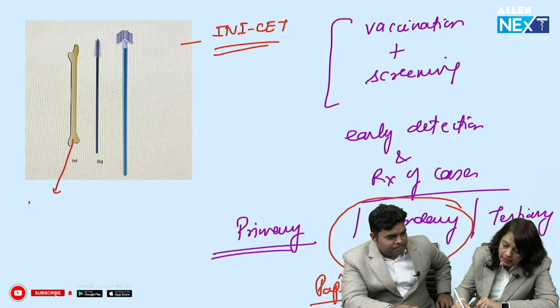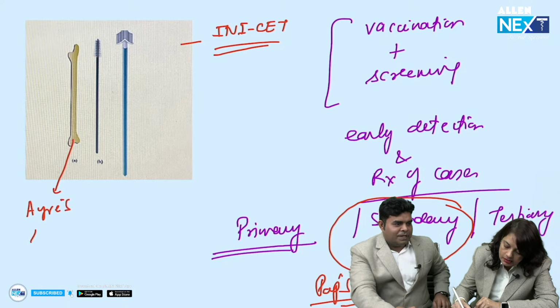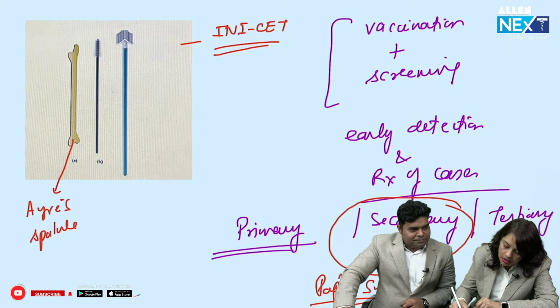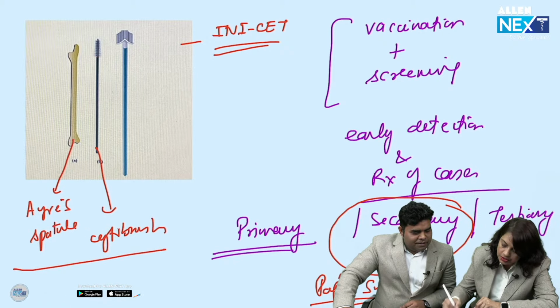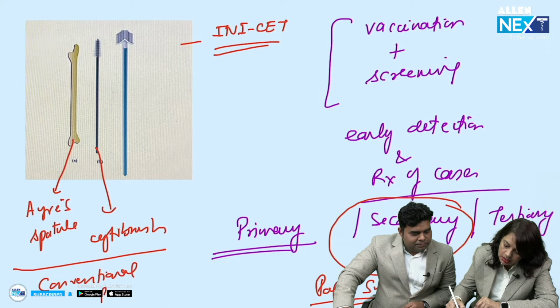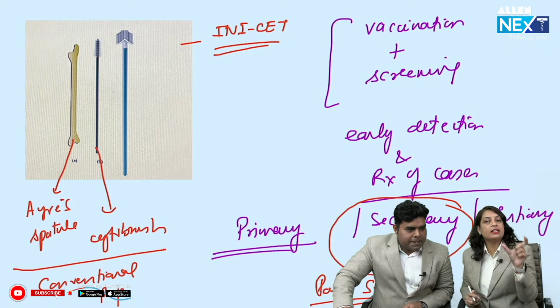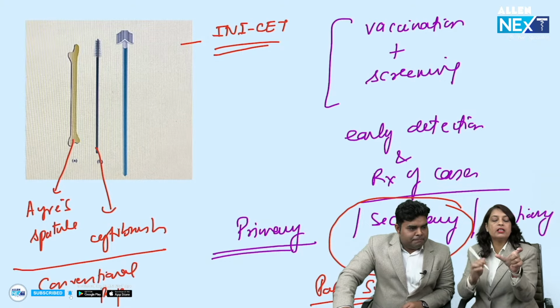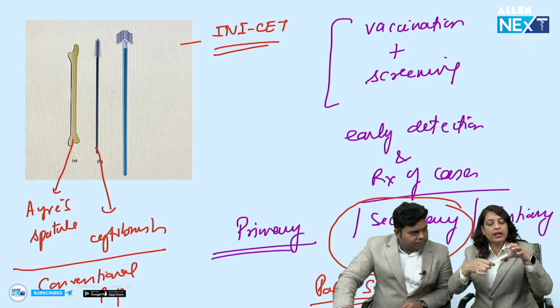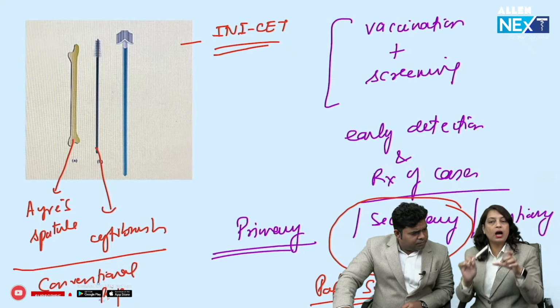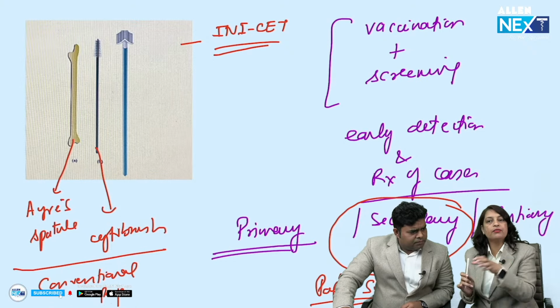This is an Ayre's spatula, and this is a cytobrush. This is used for conventional pap smear, that is the slide method. We take two samples: one from the ectocervix, one from the cervical canal. We rotate it 360 degrees with the Ayre's spatula, take a slide and fix it with a cytospray.